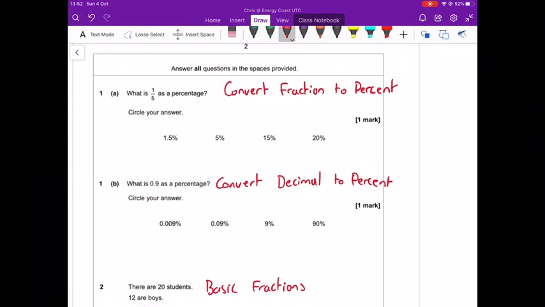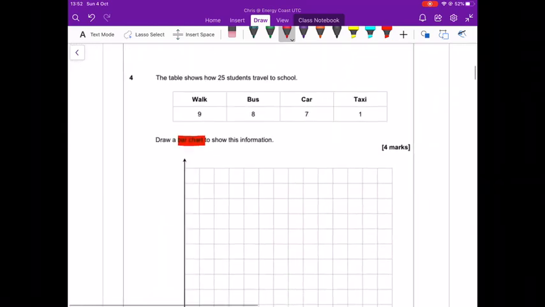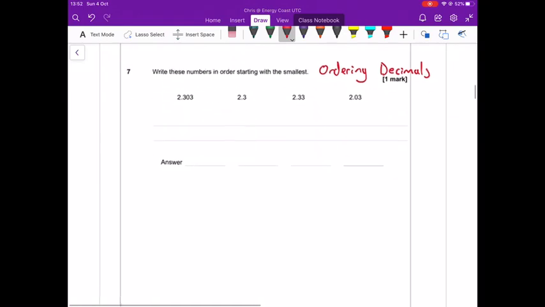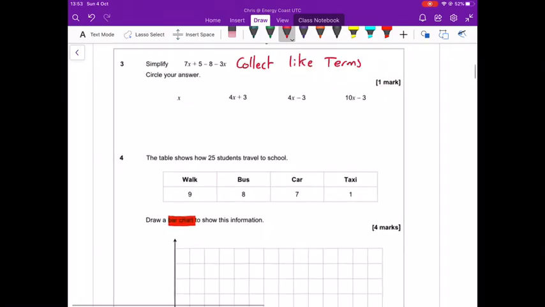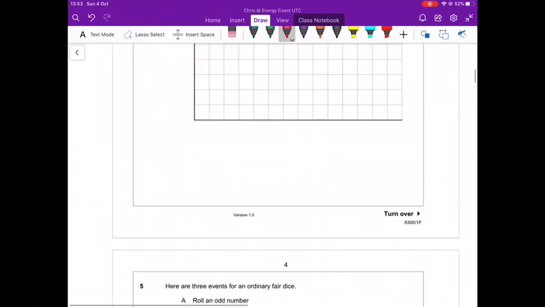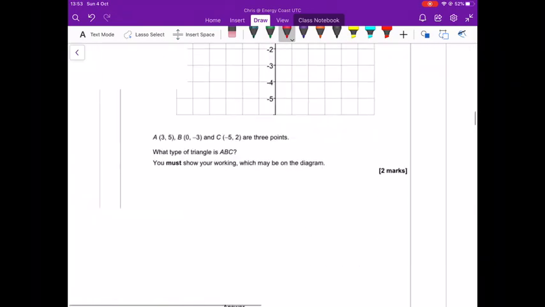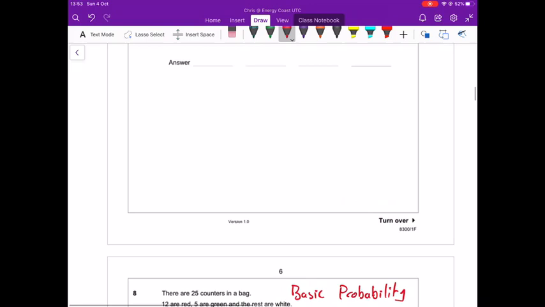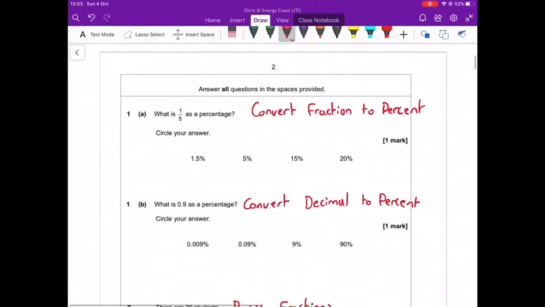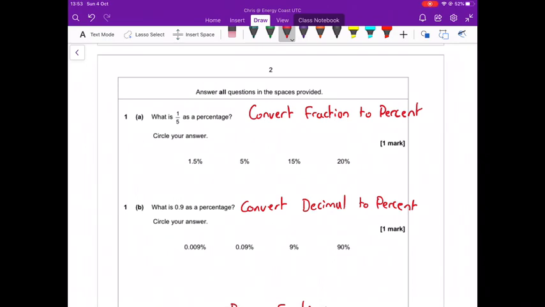So I've written next to each question what the actual question is. Some are just highlighted, but if you're not sure and you want to do a bit of extra revision around some of these questions, then feel free to do that, okay? I'm going to go through the whole paper. If you don't want to, then feel free to skip ahead, but we'll get started at question 1. So question 1, convert fractions to percents.